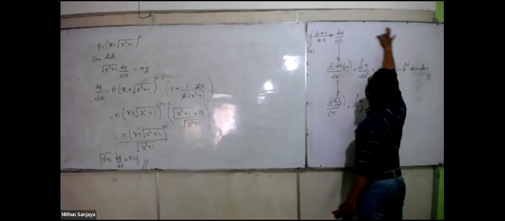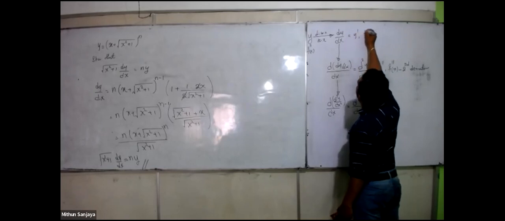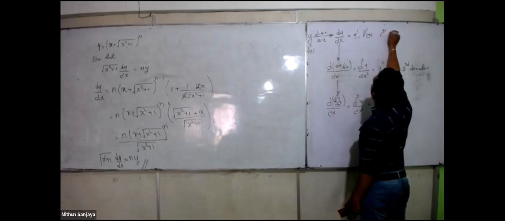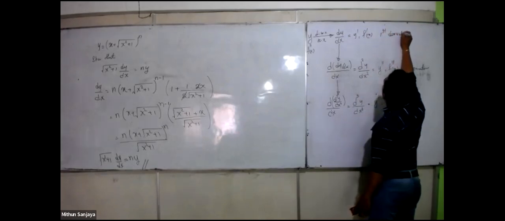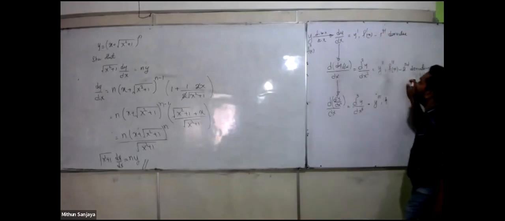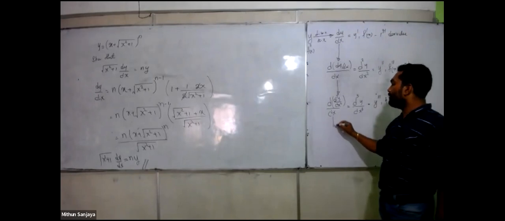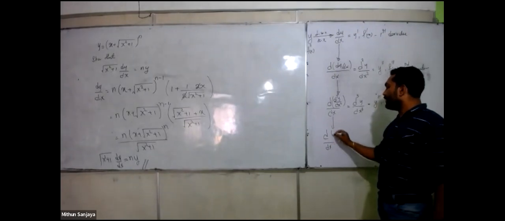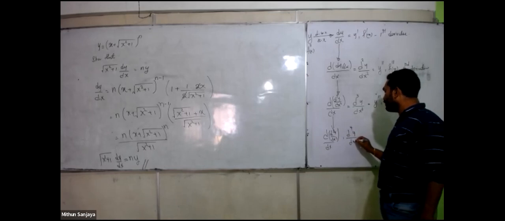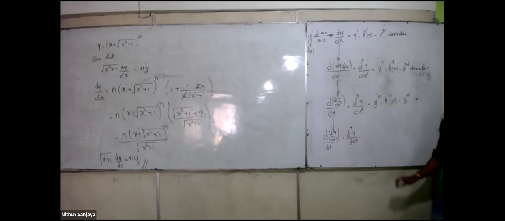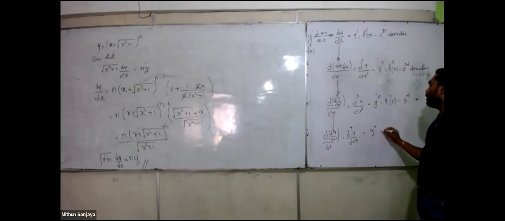Then y dash and f dash x are the first derivative. Y double dash, f double dash x is the second derivative. Y triple dash, f triple dash x is the third derivative. The third derivative can be differentiated again, from d cube y over dx cube to d 4 y over dx 4, the fourth derivative. Then it is y 4 and f 4, so the fourth derivative.